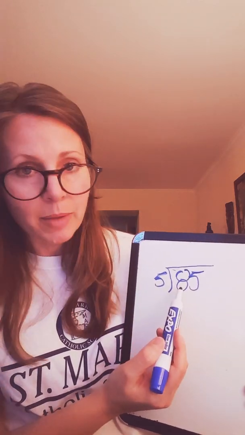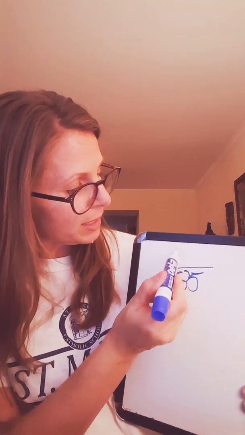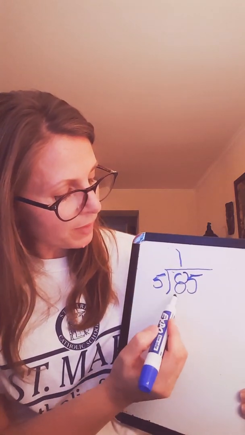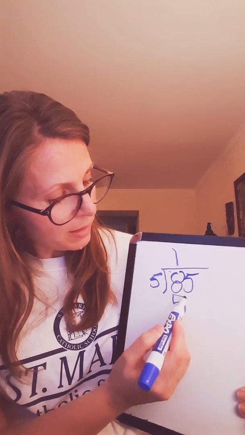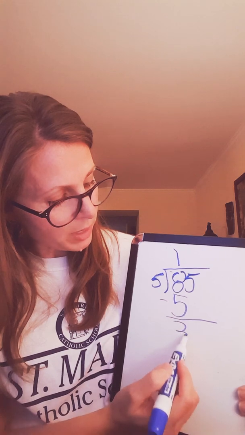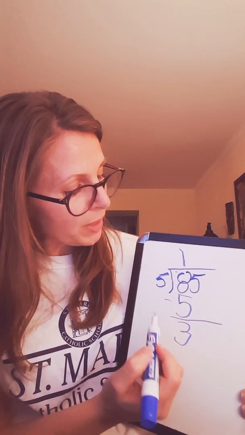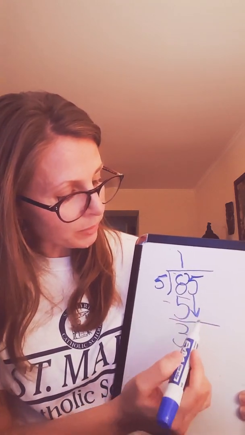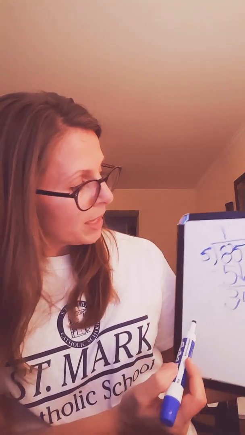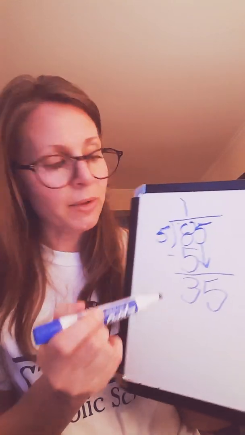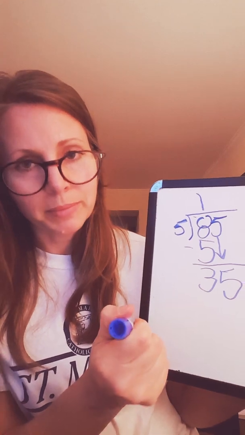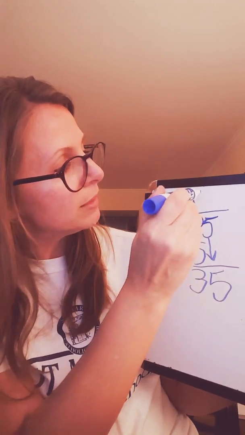5 goes into 8. How many times? Only once. We can get it in there one time. So then we multiply. 1 times 5 is 5. Okay. Now we subtract, and we get 3. Divide, multiply, subtract, bring down that 5. Okay. And the reason we have to bring that 5 down is 5 cannot go into 3, and we're not done with the problem. So we know we have to bring that 5 down.